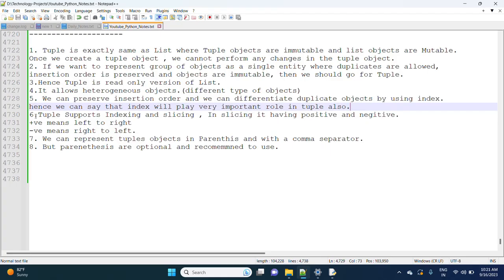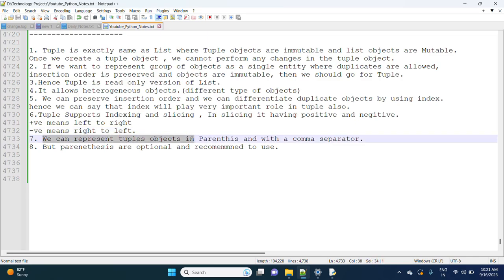Next, tuple supports indexing and slicing. In slicing, it has positive and negative. Positive means left to right, negative means right to left. The discussion is the same as we had for list slicing and string slicing, with the same examples here.